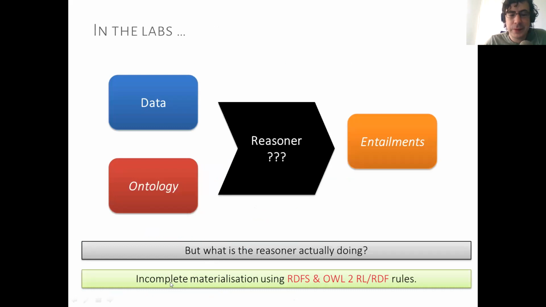So what we're applying here in the labs is incomplete materialization using RDFS, if we set the RDFS option in the reasoner, or the OWL2RL rule language, RDF rules, which is what happens if we select the OWL option in the reasoner. So what's in the OWL2RL RDF rules?